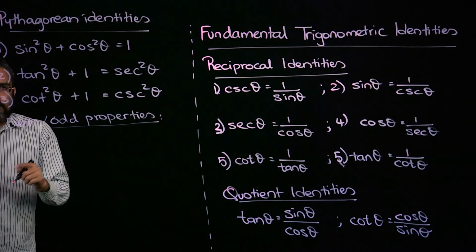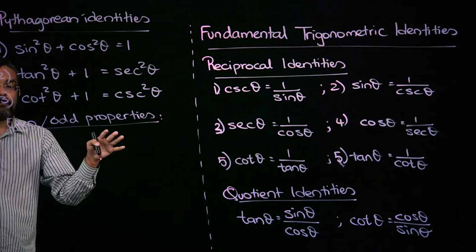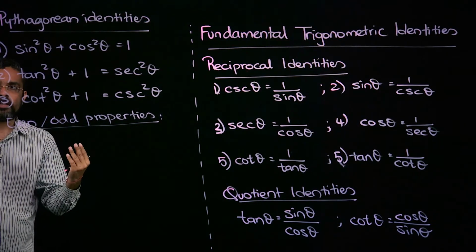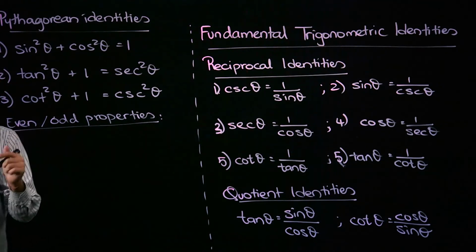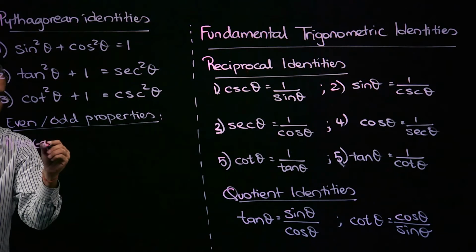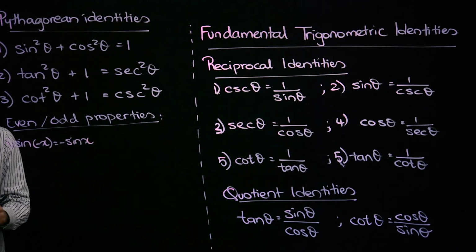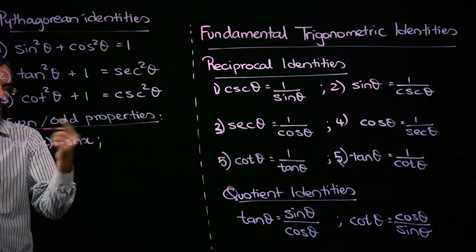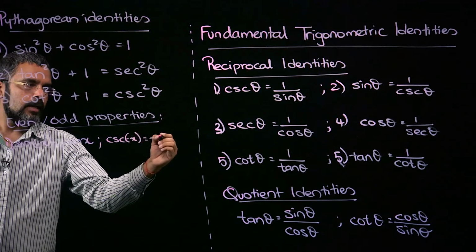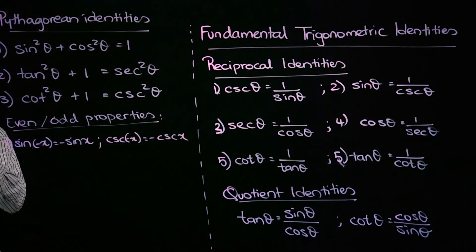Okay, and finally we have the even and odd properties. If you remember the graph of a sine function, we saw that the graph of the sine function was actually symmetric about the origin, right? And we know that functions that are symmetric about the origin are actually odd functions. So sine is an odd function, which means sine of negative x is actually negative sine x. Okay, we can pair that up with cosecant, which is 1 over sine, so we know that cosecant of negative x is negative cosecant x. So obviously, if sine is an odd function, 1 over sine also has to be an odd function.